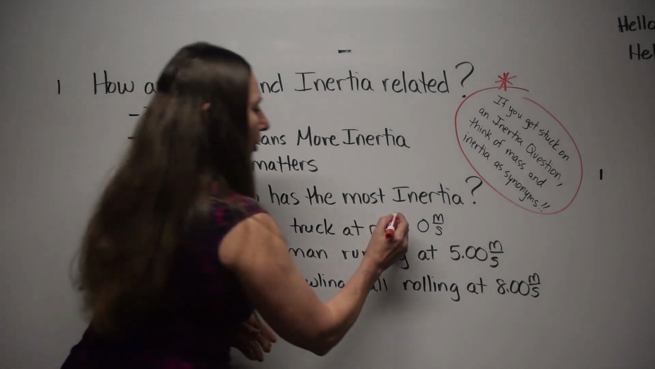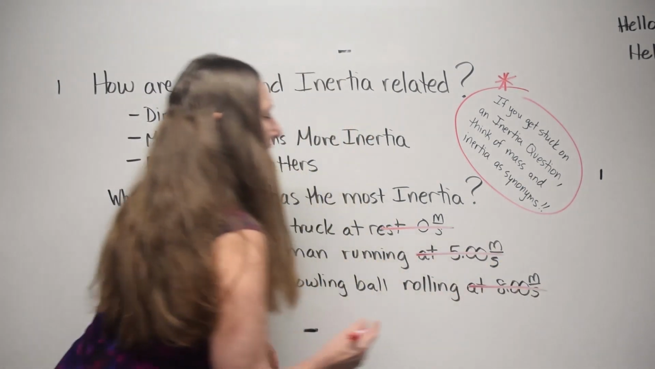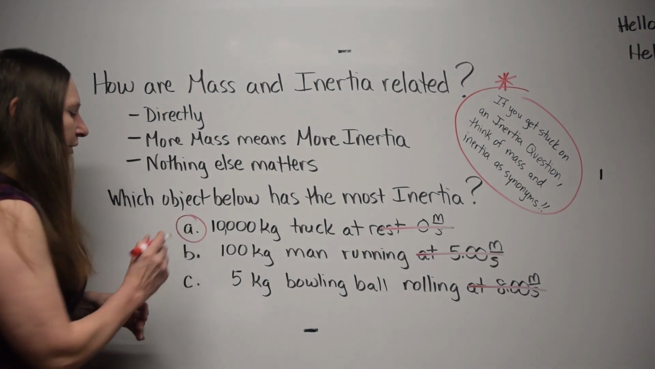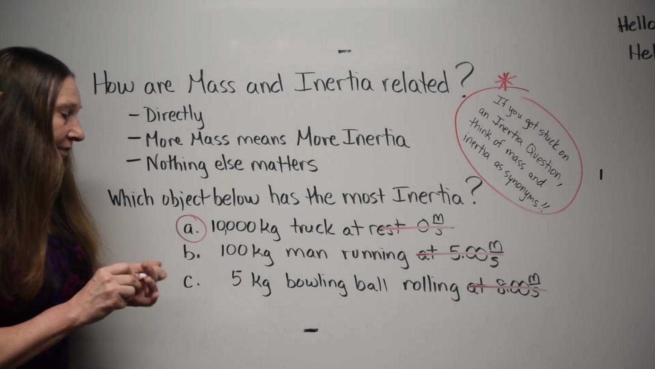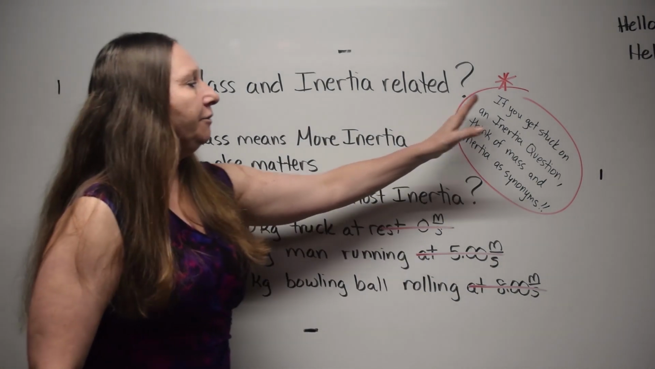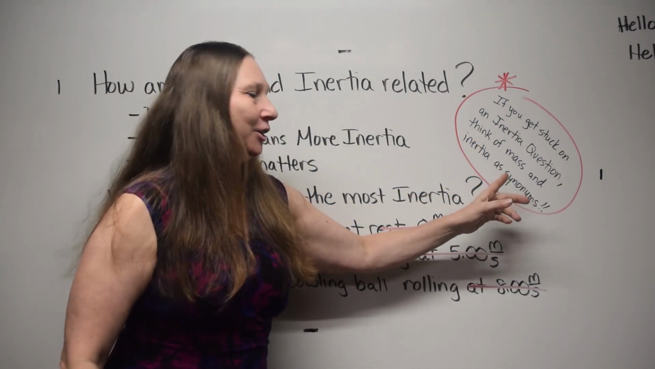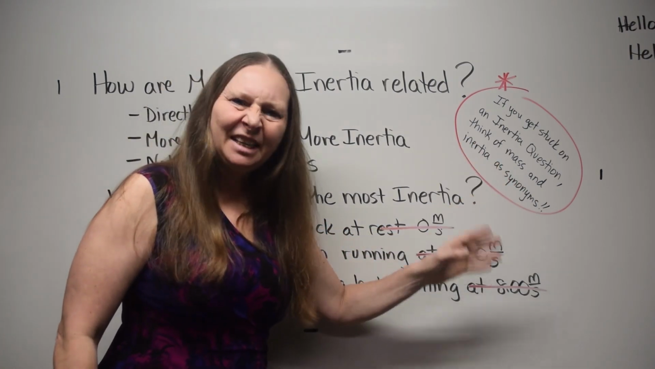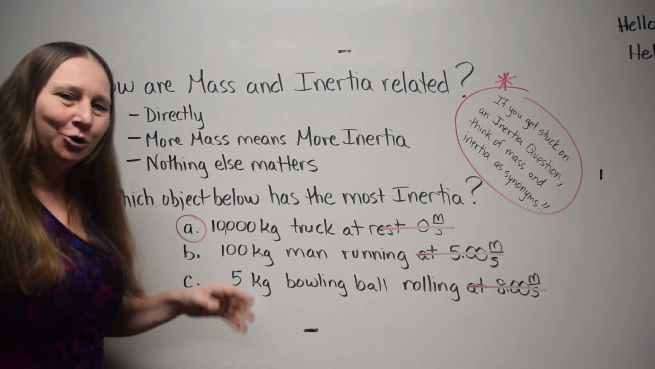So forget about all this. The object with the most inertia is the object with the greatest mass. In this case, the truck. Now, if you get stuck on an inertia question, here's a little hint. Just think of mass and inertia as synonyms, and you'll get those inertia questions right.